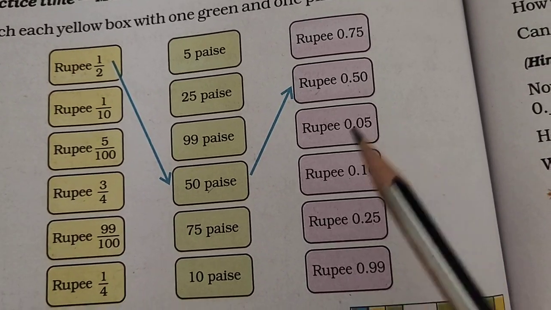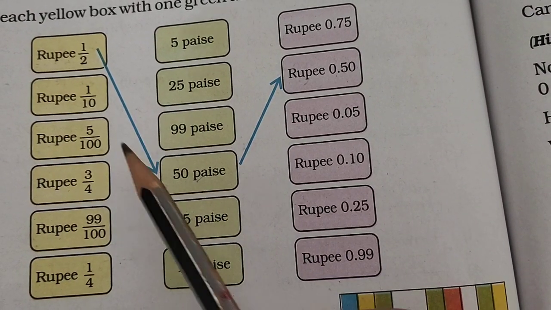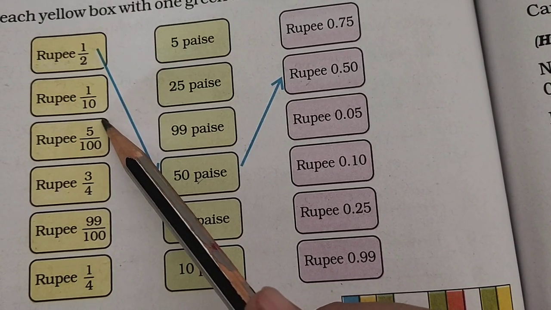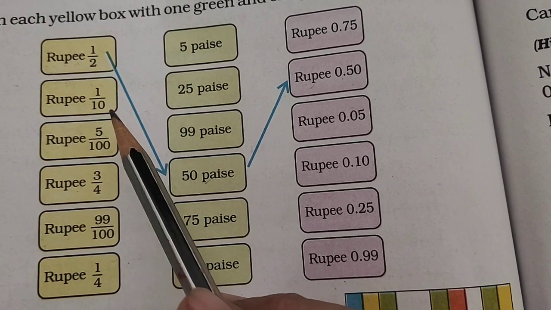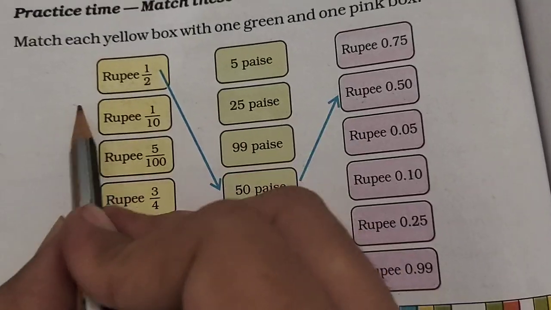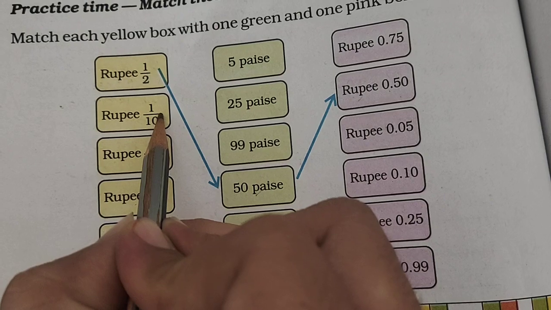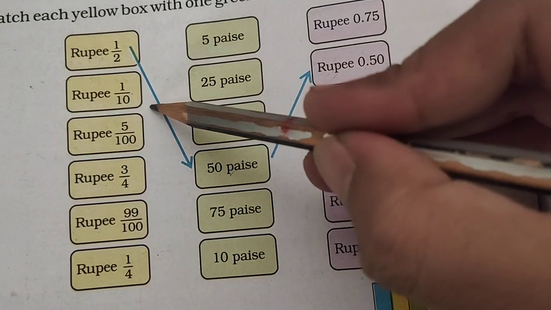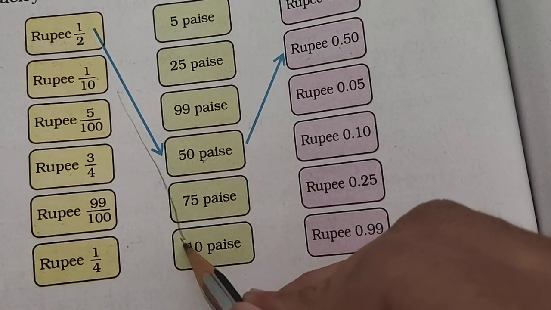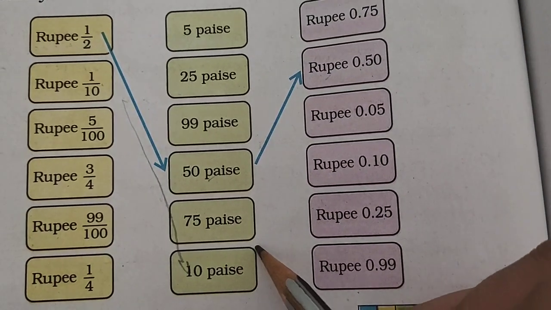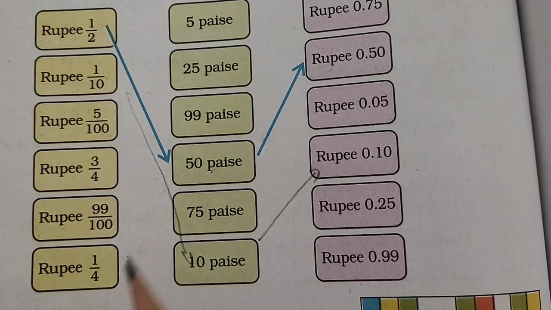See, now 1 upon 10 rupee. So 1 upon 10 means it is 10 paisa. 1 upon 10, the 10th part of 100. So 1 upon 10 is 10 paisa. Here it will be. And 10 paisa in rupees can be written like this. Understood?